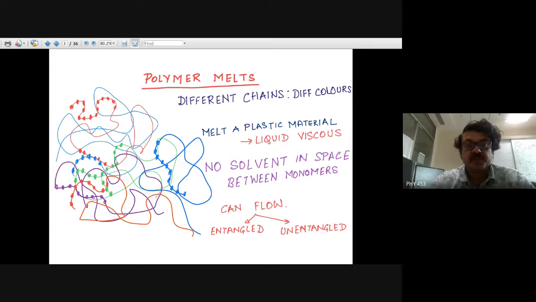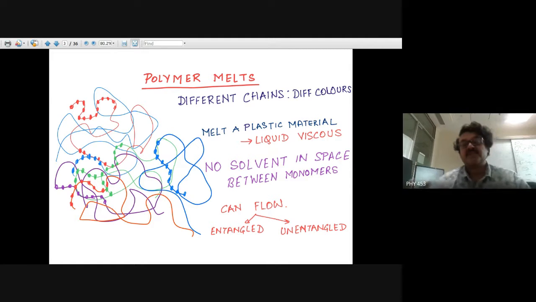So it's a highly viscous, flowing liquid. But basically, it can flow freely over very long time scales, not like that of water, but it's a viscous liquid. They can flow freely only if they are unentangled. If you have entangled chains, it will flow much more slowly. If it's unentangled, then it can still flow. And if there are cross-links, then they can flow to some limit, but then they will also maintain solid-like behavior. Okay.